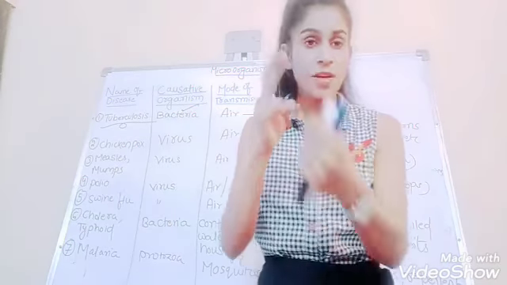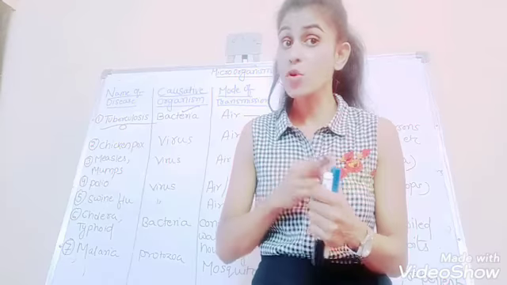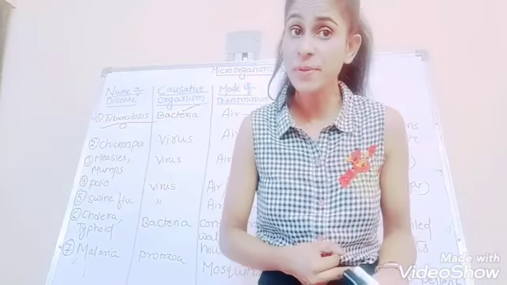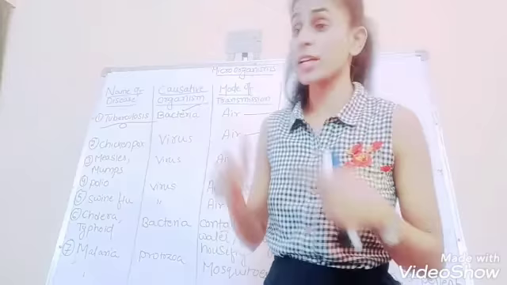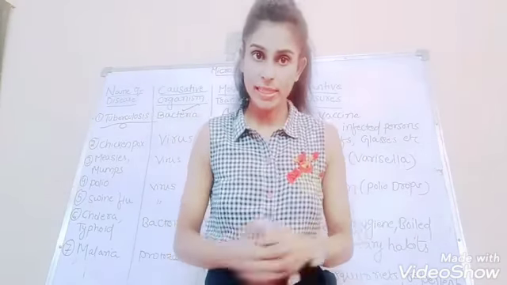Second disease. What is the first disease, guys? Tuberculosis. Who causes this? Bacteria. What is the mode of transmission? Air. How can we get protection from this tuberculosis? Of course, by taking the BCG vaccine.